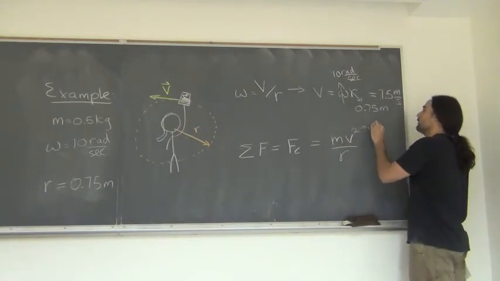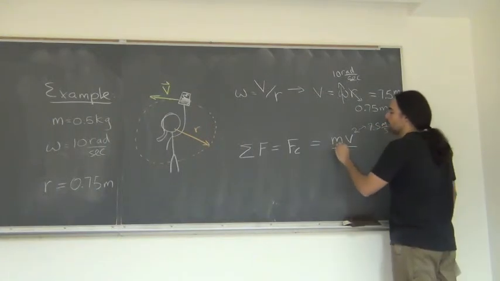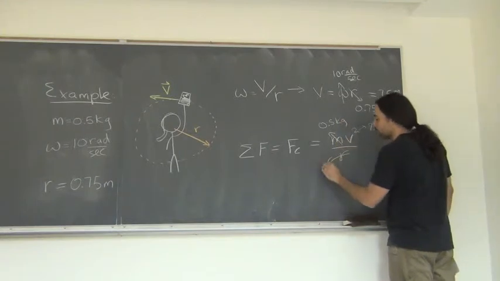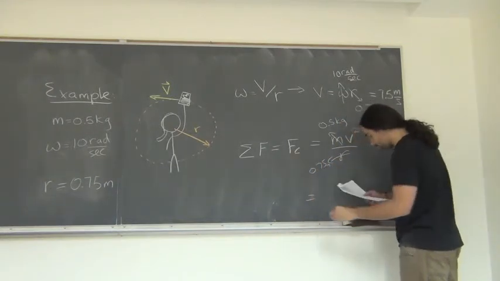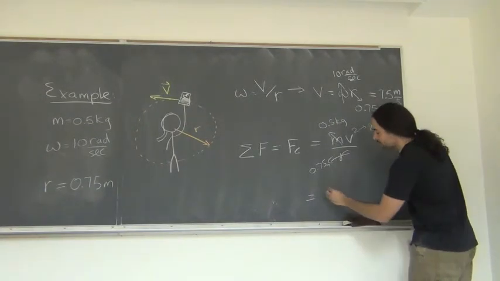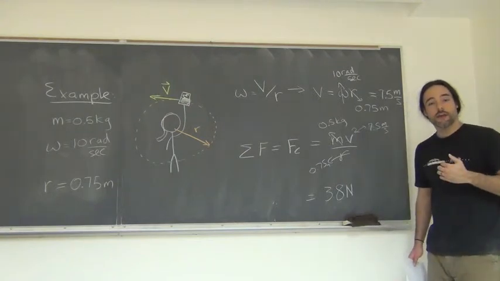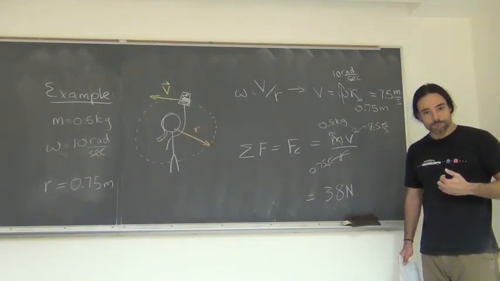So again, if I plug numbers in, I know what my v is. That was 7.5 meters per second. My mass, I said, was about 1/2 kilogram. The radius was 0.75 meters. Plugging those numbers in, you should get about 38 newtons of net force on the object, on the glass of water, making it travel in a circle.